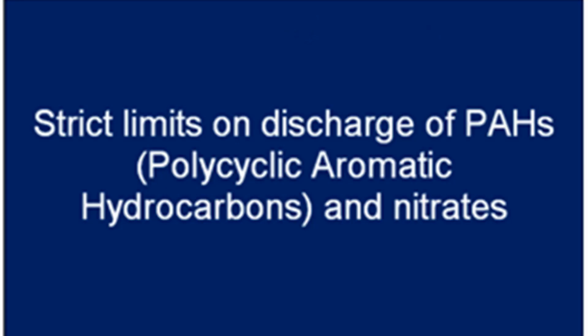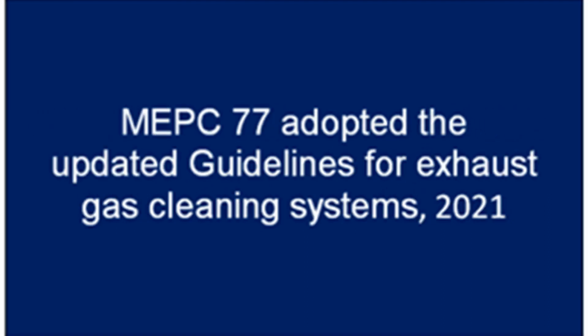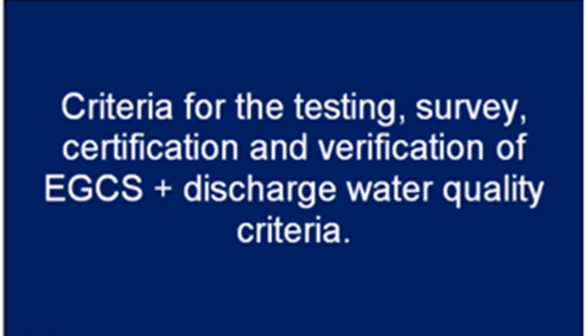So I was telling you the wash water through the scrubber should meet criteria in respect of pH values. There are also strict limits on discharge of PAH, that is polycyclic aromatic hydrocarbons, and nitrates. In 2021, MEPC adopted the updated guidelines for exhaust gas cleaning systems, which specify the criteria for testing, survey, certification and verification of the systems as well as the discharge water quality criteria.